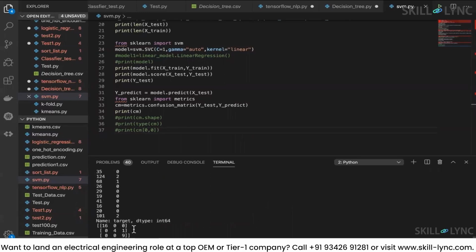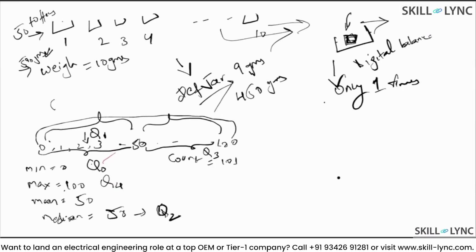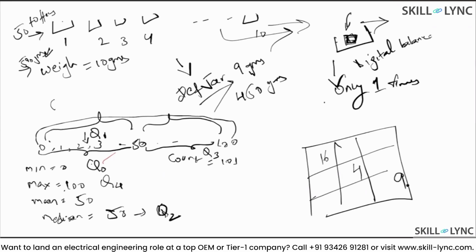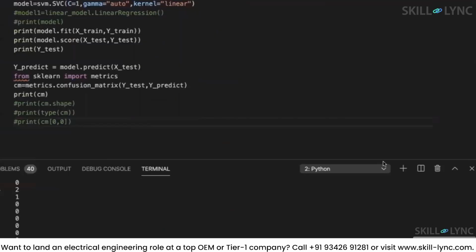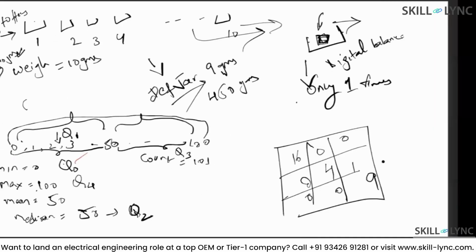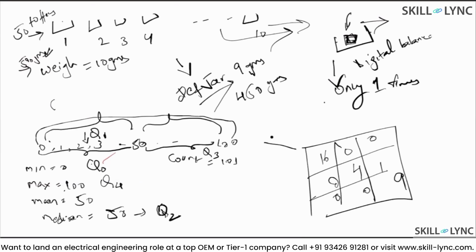So now if you notice, this is our confusion matrix. Suppose the actuals are, let me draw this. Let's remember this table and then analyze it. Our table was something like this: 16, 4, 9, 0, 0, 0, 0, 0, 1. This is what we have, right? Now let's say this is our actual values, this is our predicted values, and these are 0, 1, 2.